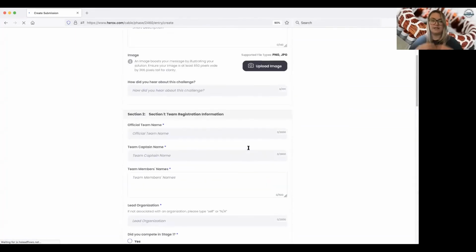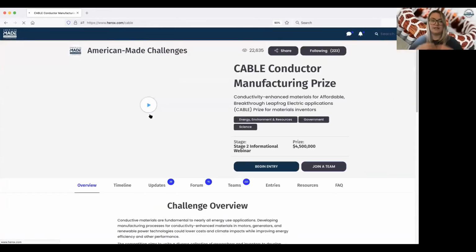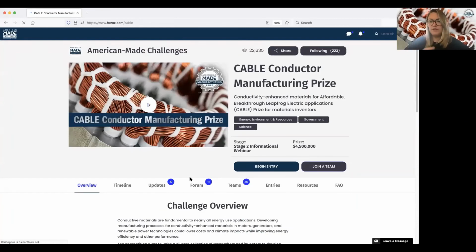So again, HeroX, very, very important. If you're not already a part of the community, go to herox.com/cable, click on that follow button, and submit your registration form. Honestly, I'd just do it today. It's pretty quick and easy. You are more than welcome to edit it up until August 25th, but just get it out of the way. Check it off your to-do list.